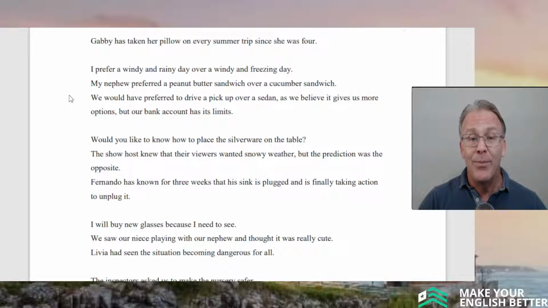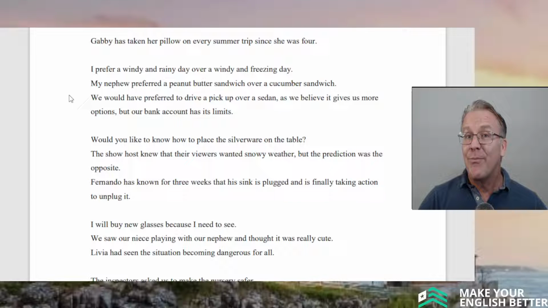My nephew preferred a peanut butter sandwich over a cucumber sandwich. I completely understand. Now, I like cucumber sandwiches too. They're very good. But a peanut butter sandwich with some jelly is fantastic, right?